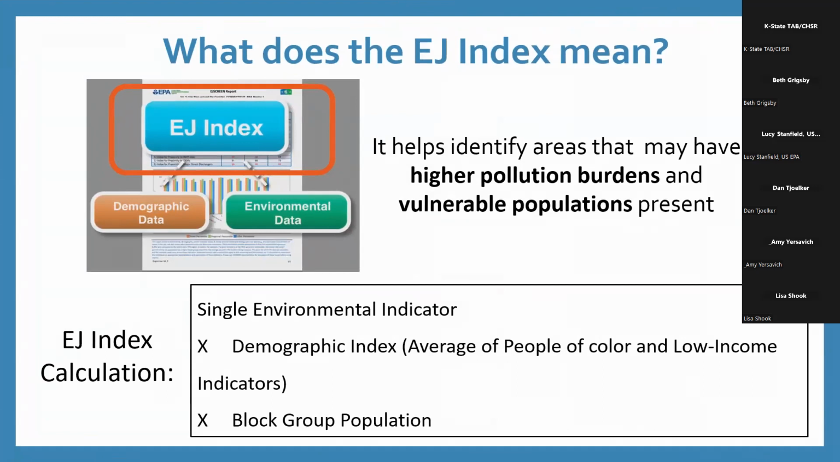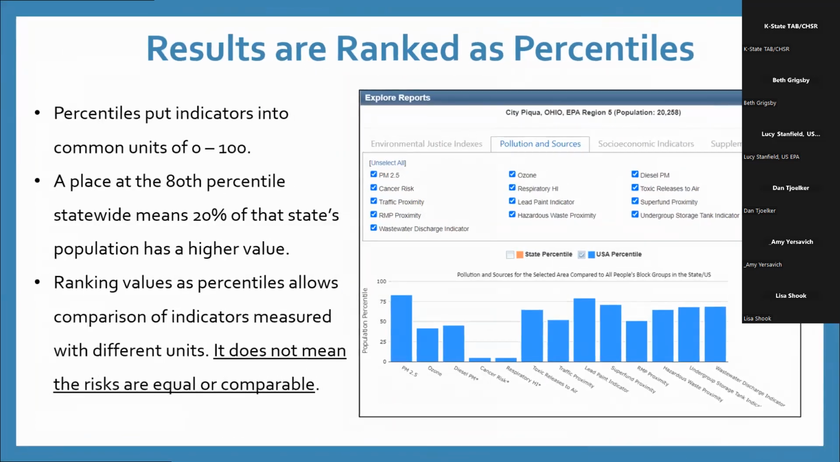Let's get to what the index is talking about, and it helps identify areas that may have higher pollution burdens and vulnerable populations present at the same time. And all it's doing, it's taking each environmental indicator, multiplying it by the demographic index and the block group population to give that index number. And these results are ranked as percentiles, which you'll see in the tool, not only percentiles at the national level. How does your community's one block group compare to the entire rest of the country?